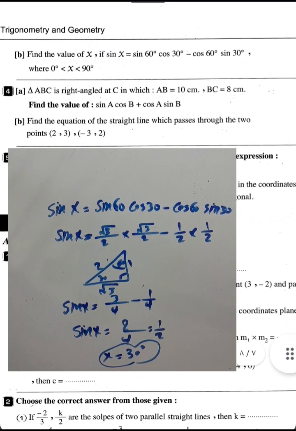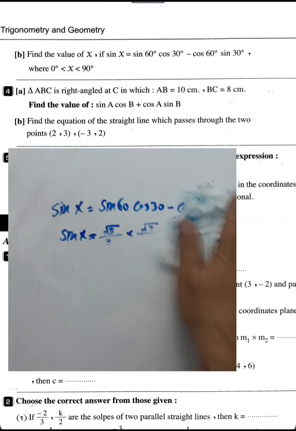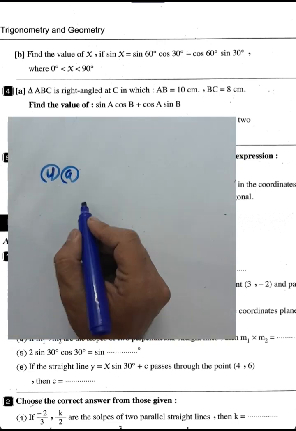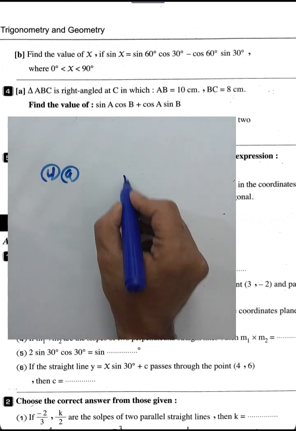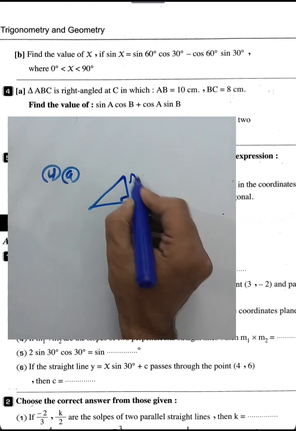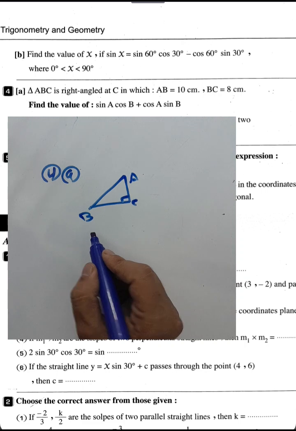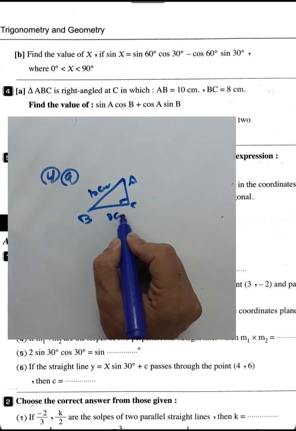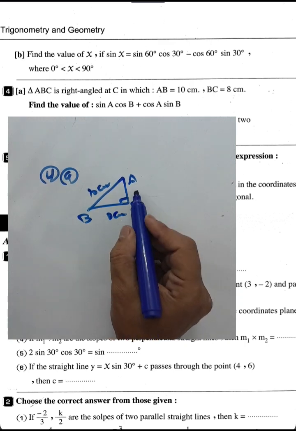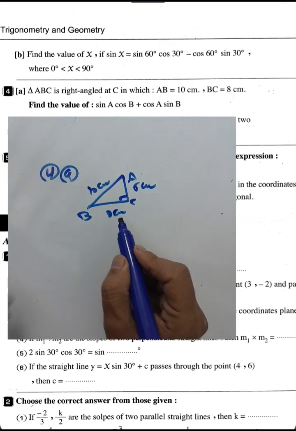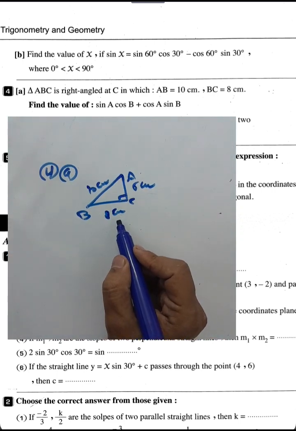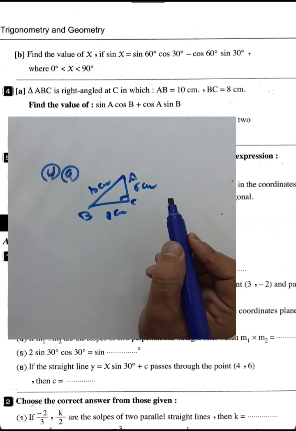Next question, number 4, letter A. ABC is a right angle triangle at C, and AB was 10, and BC was 8. We want to find AC by Pythagoras: 10 squared, subtract 8 squared. It will be 36, and the square root of 36 will be 6 centimeters.